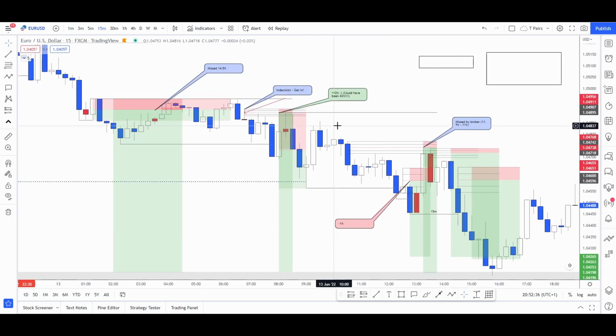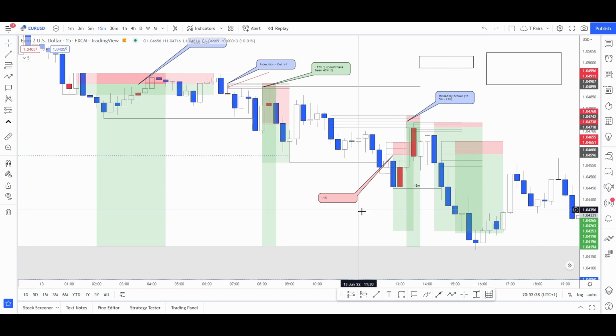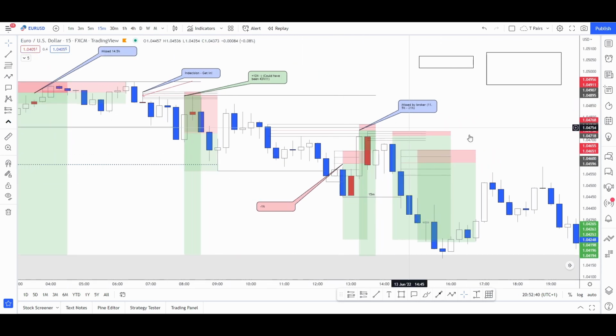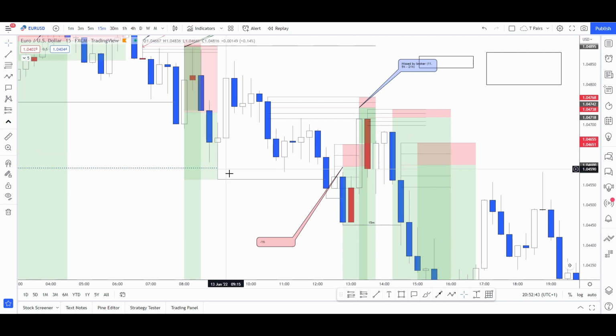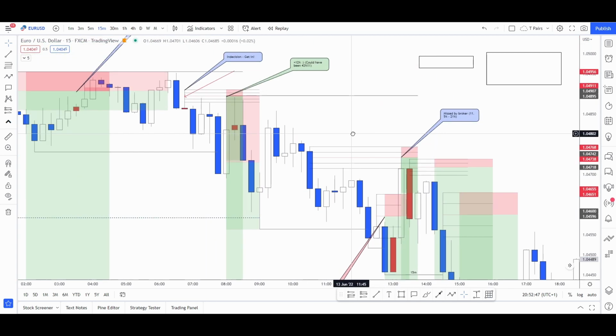I was going to say it would only be 9 o'clock, but I had to wait until down here until it got through. Now, I did get a stop out later on in the day as well. So we got a break of this structure.